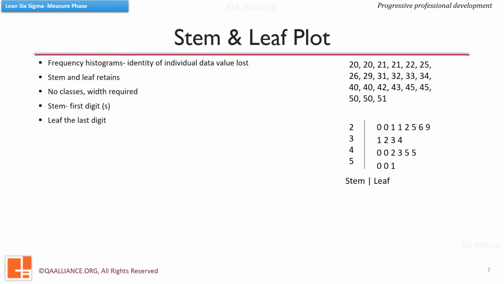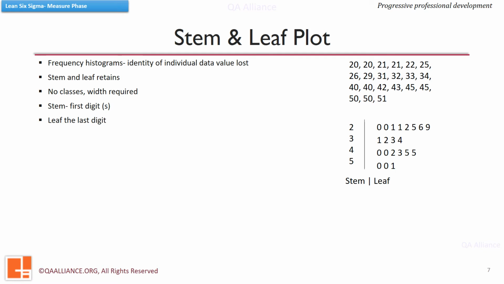With frequency histograms, the identities of individual observations are lost in the process of plotting. While in this type of plot, the numerical values are retained and shown on the plot itself. Unlike histograms, we also do not need to decide on the number of classes and class width. Stem is usually the first digit or digits, and leaf is the last digit in the data value.